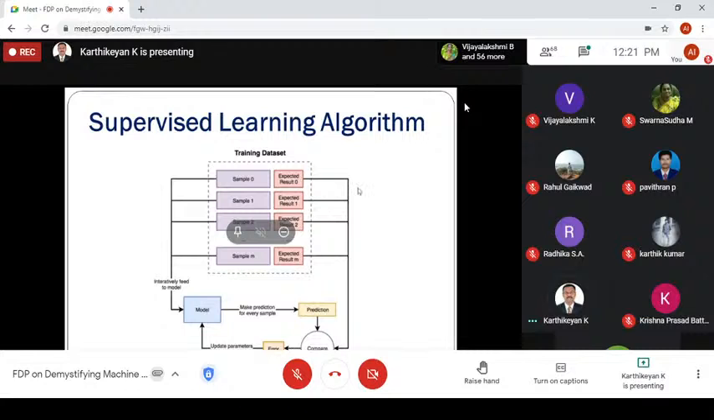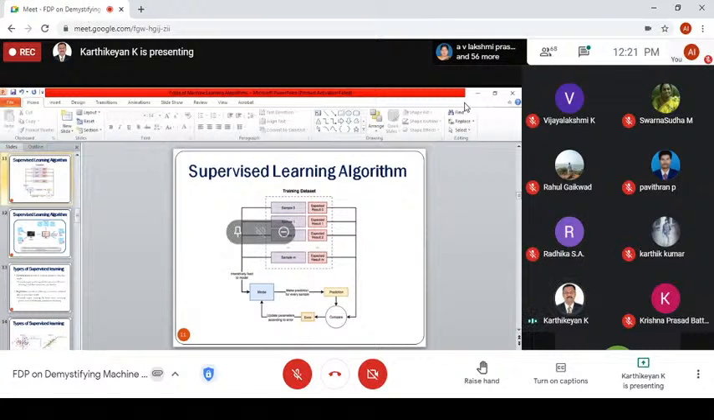Right? Any doubt? I can see some noise in the slides. Any doubt?